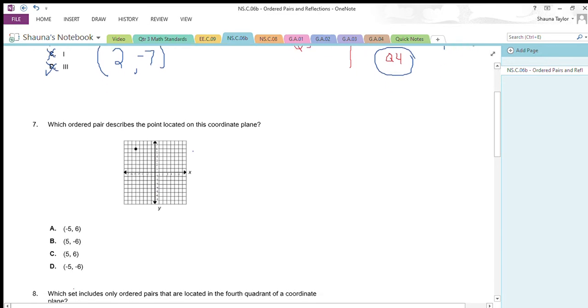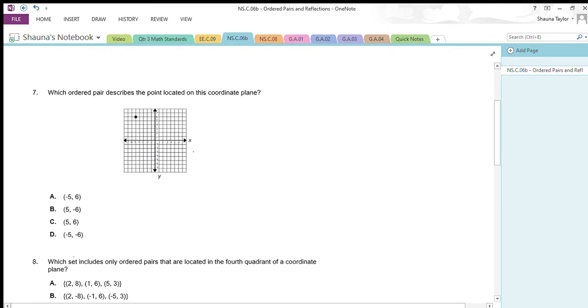Let's go to our next problem, number 7. It says, which ordered pair, there's that word again, which ordered pair describes the point located on the coordinate plane? So if you take a look at this, there's a dot right here. There's our point. So I'm going to go find where that's located. So let me grab red. Let me grab a little bit bigger size here.